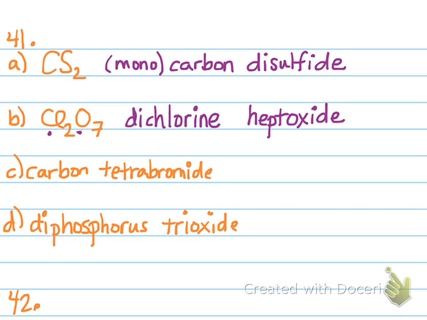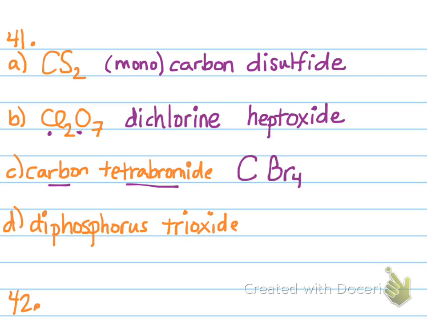Letter C, carbon tetrabromide. Again, this is a molecular compound because I have 2 nonmetals. So my prefixes become subscripts. I write my elements in the order they're given. Carbon, and there is no prefix, which means it's mono, which means there's 1. Bromide is Br, and tetra means 4, so CBr4.